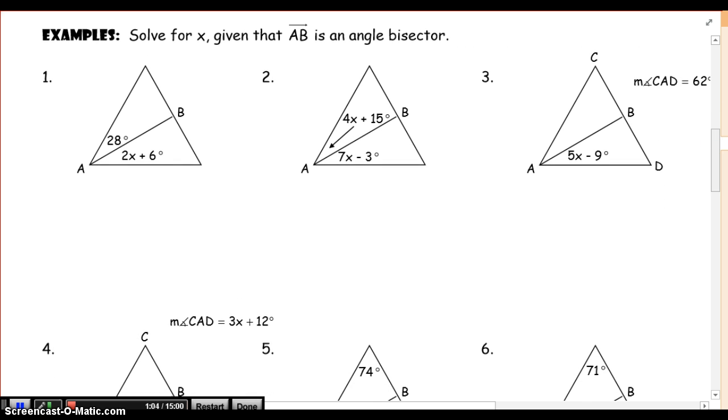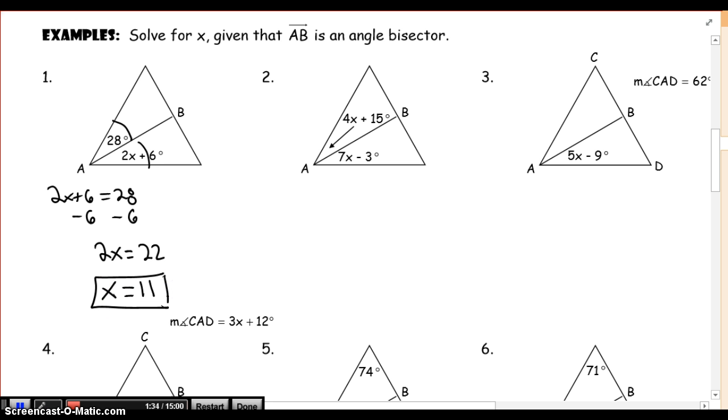In this case for number 1, this 28 and this 2x plus 6 are the exact same thing. What are we doing with two things that are exactly the same? We're just setting them equal to each other. So for number 1, I'm looking at 2x plus 6 equals 28. Subtract that 6 over to the 28, I get 2x equals 22. And then when I divide, I get x equals 11.